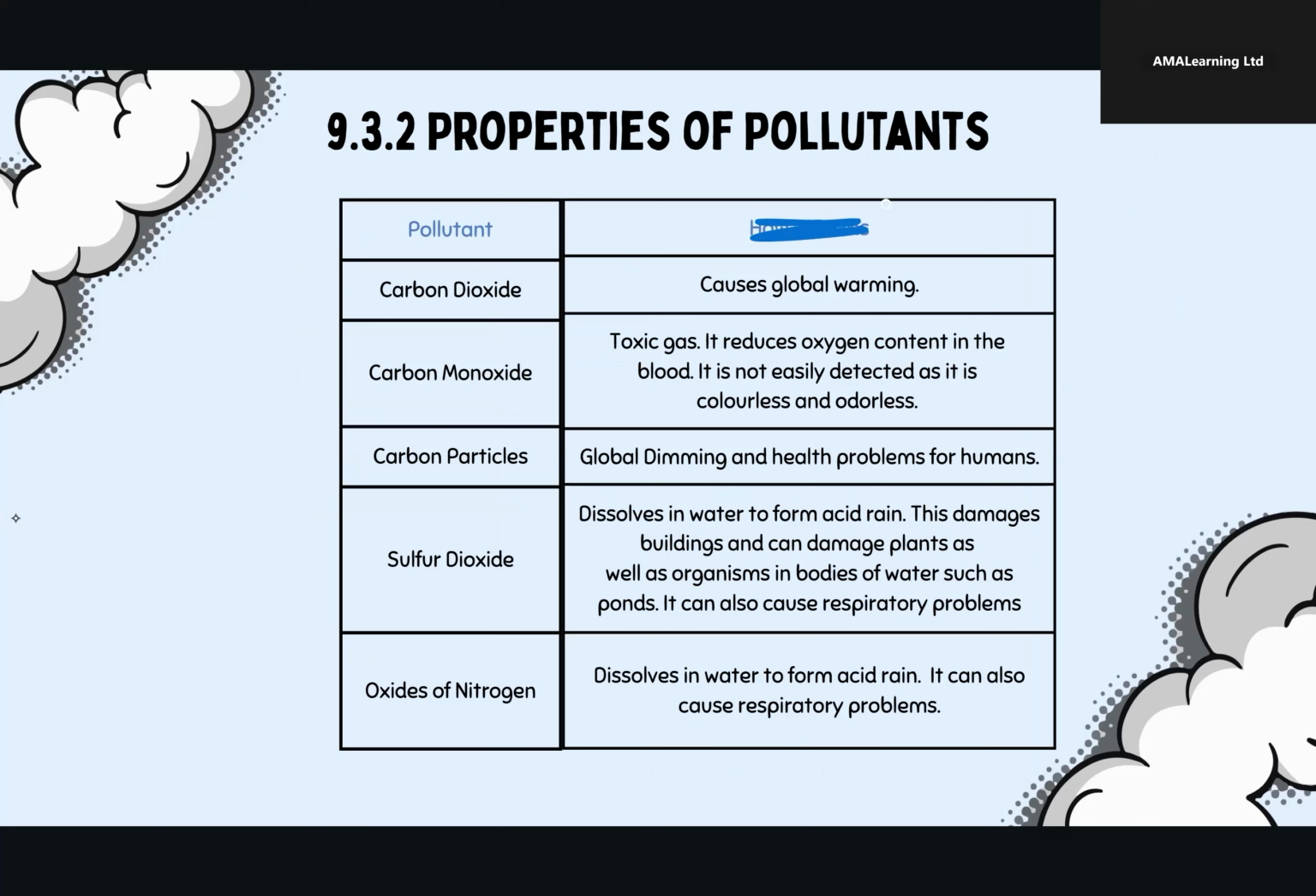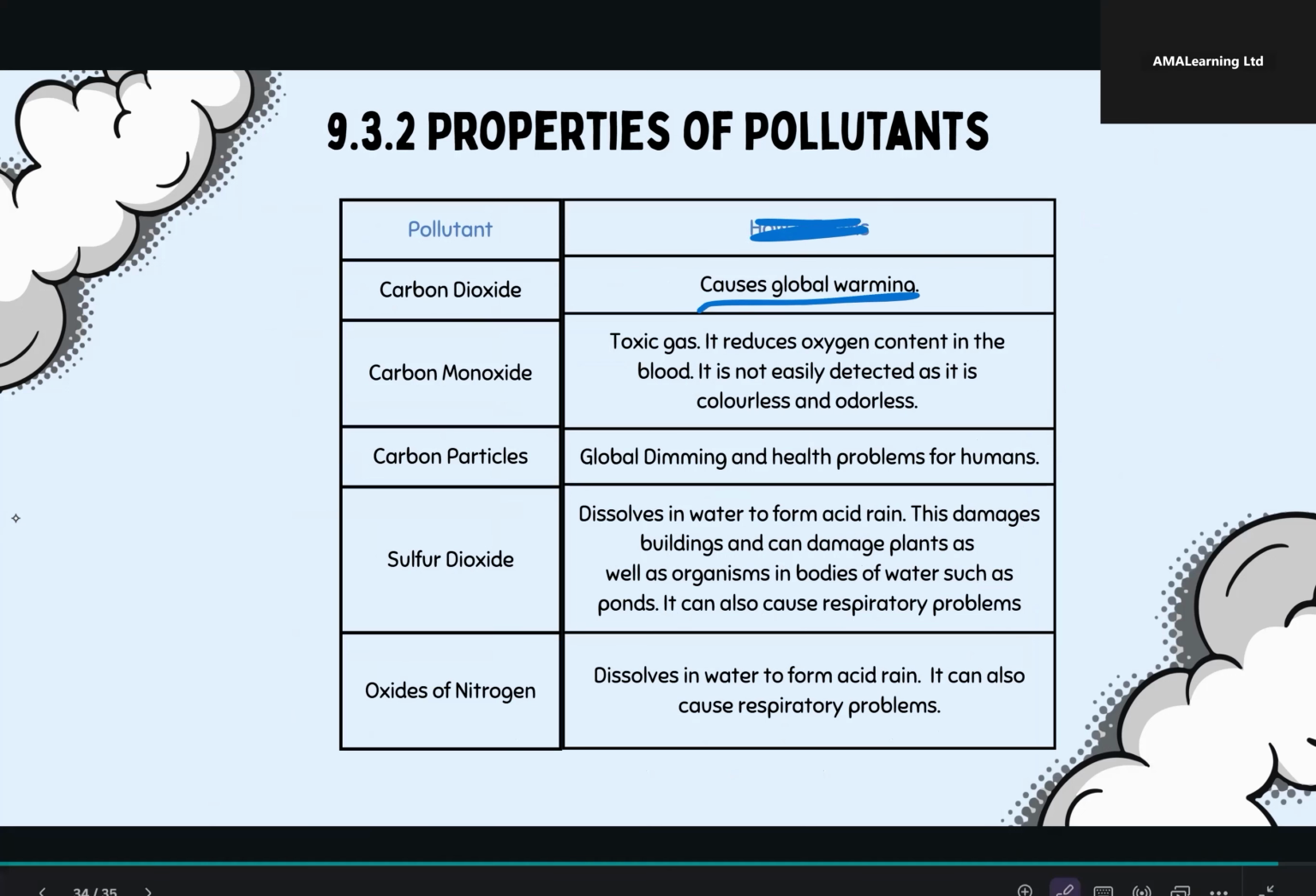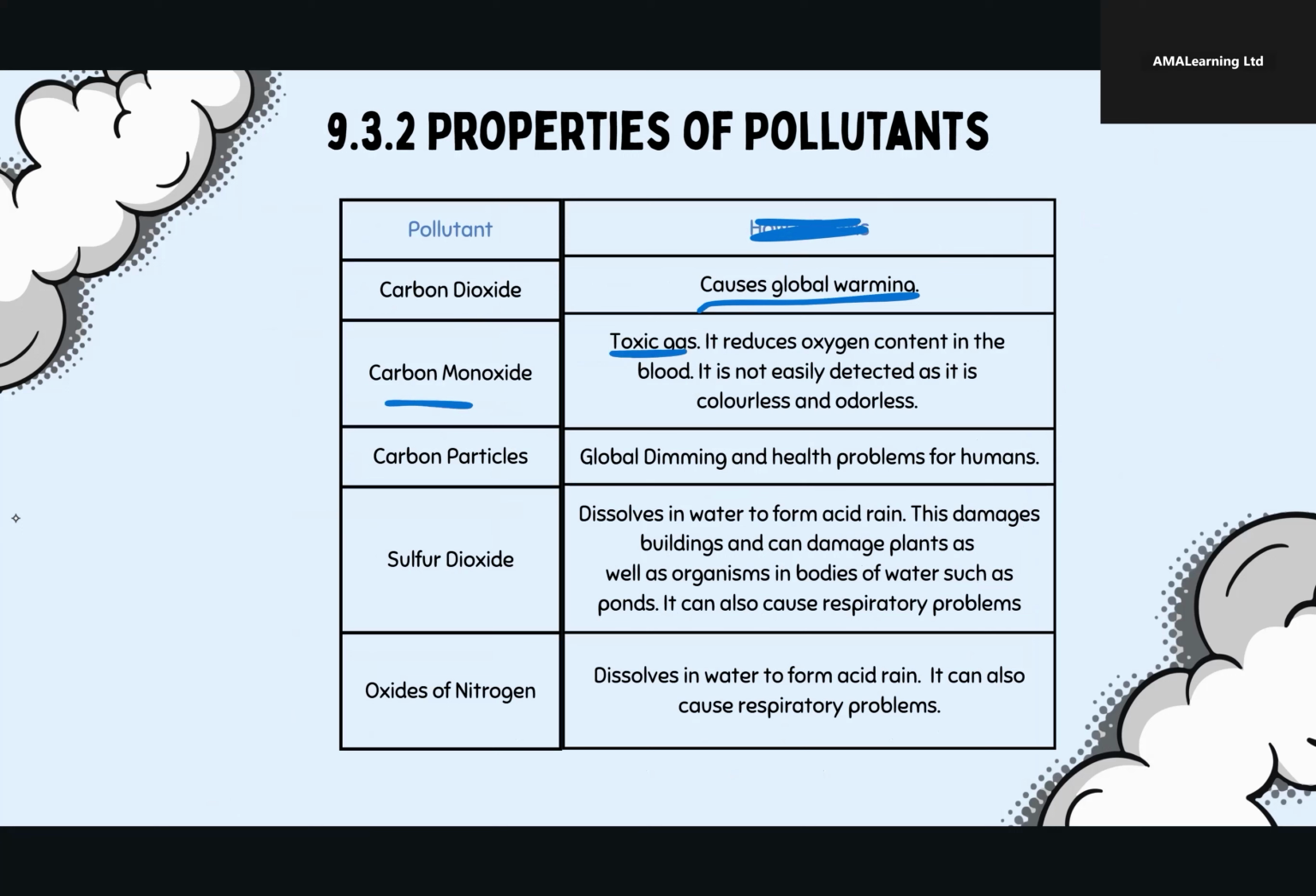Now, the issues with carbon dioxide is it causes global warming. Carbon monoxide is a toxic gas, so it reduces oxygen content in the blood. So if you have your red blood cell, inside there's no nucleus, instead you've got an iron molecule which is attached to four protein groups, which we call hemoglobin. The whole thing's hemoglobin, and that attaches to oxygen usually. But in a situation where there's a fire and there's incomplete combustion, the carbon monoxide attaches instead.